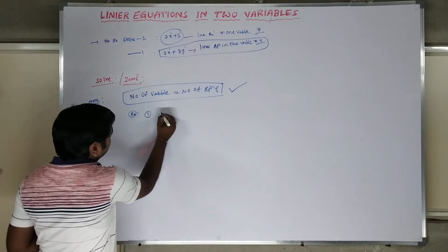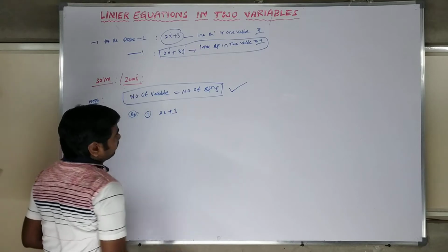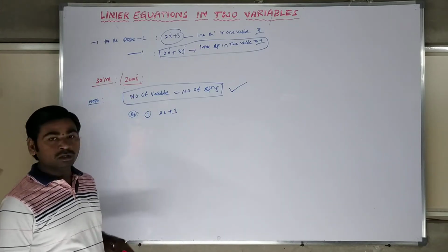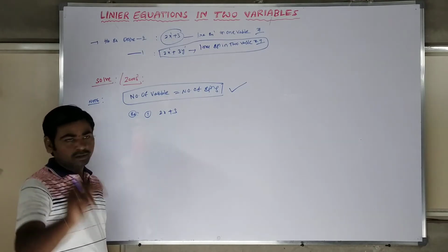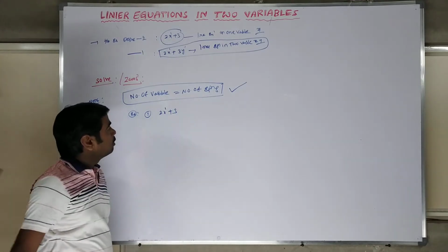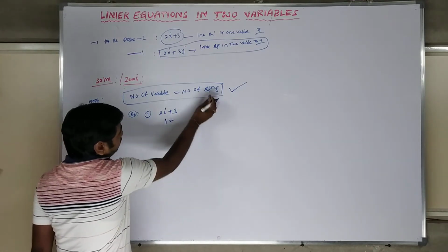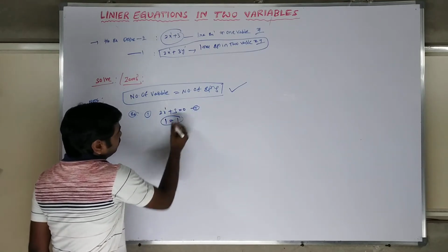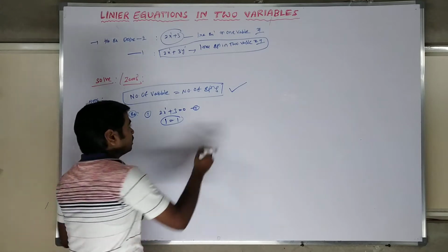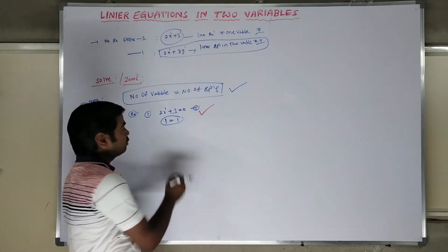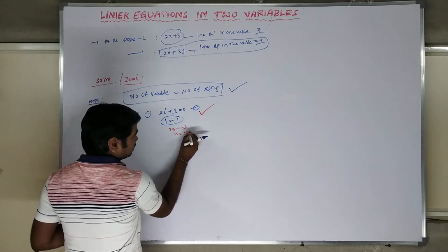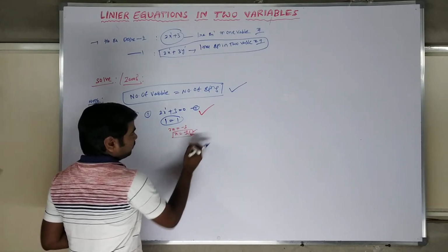Example. First question: 2x plus 3. Please solve the given equation. How many variables are there? One variable. How many equations? One equation. So the number of equations equals the number of variables, and it is solvable. How to solve? 2x is equal to minus 3, x is equal to minus 3 by 2. We can solve it directly.